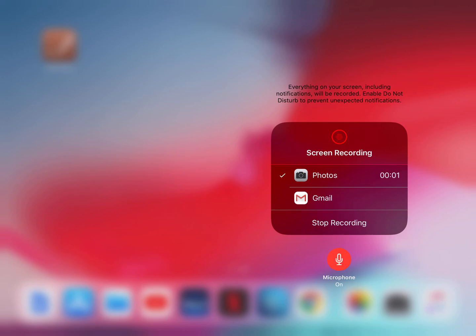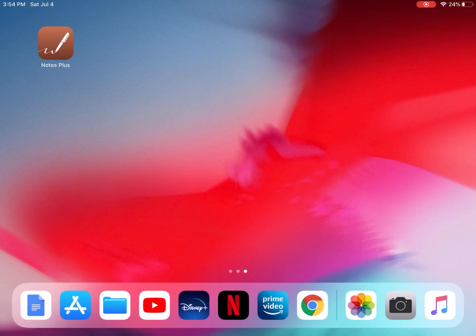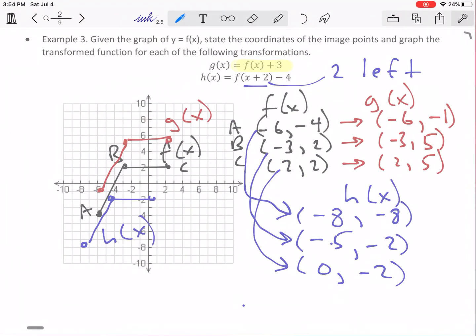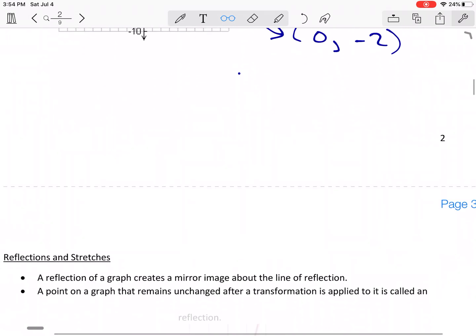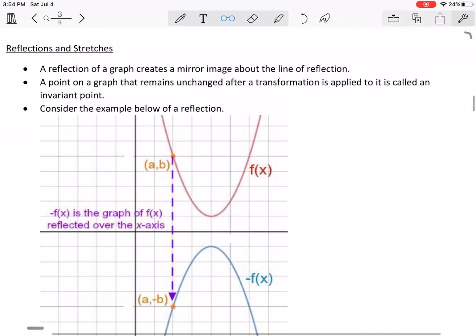Hi, Math 12. This is our second lesson on the transformations unit. So we just finished looking at translations, which was the movement of a function horizontally or vertically. And so now what we're going to look at is reflections and stretches. Eventually what we'll do is combine all of these together.